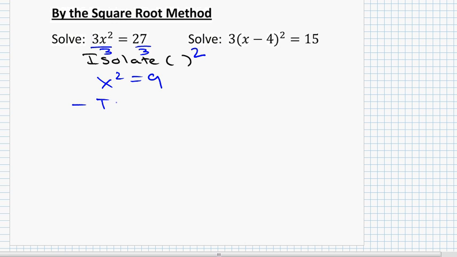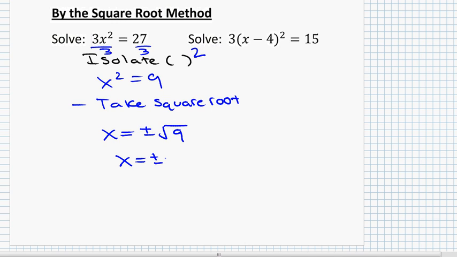Then take the square root. And when you take the square root, remember it's plus or minus. So it's x equals plus or minus 3.